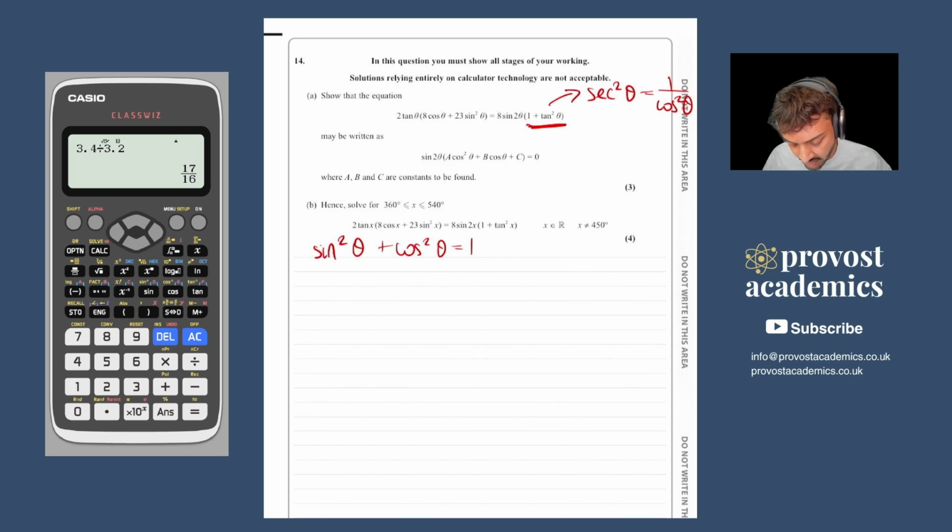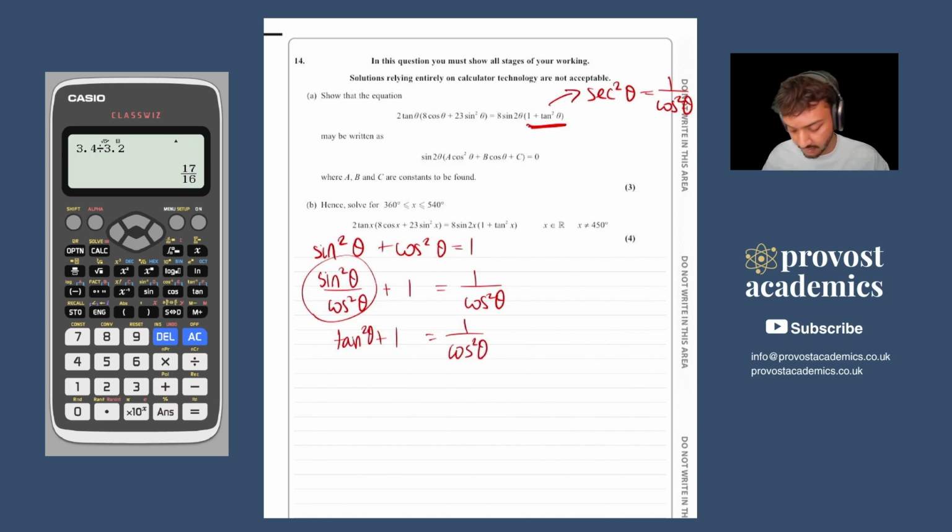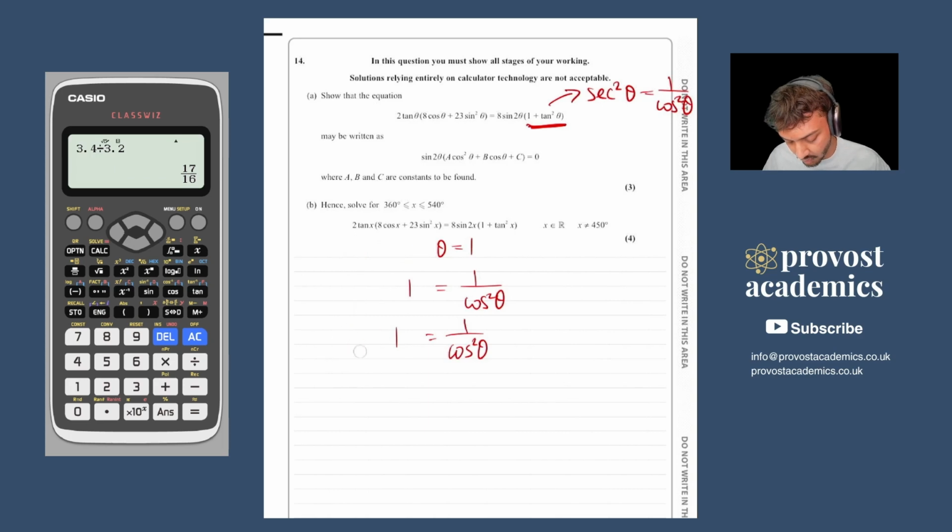So if we divide everything by cos squared, I get sine squared over cos squared plus 1 equals 1 over cos squared theta. And clearly that's just tan squared theta plus 1 equals 1 over cos squared theta. So that's where it comes from if you didn't know. I'm going to wipe that; it's not really important to this question. So we identify that that is indeed 1 over cos squared.